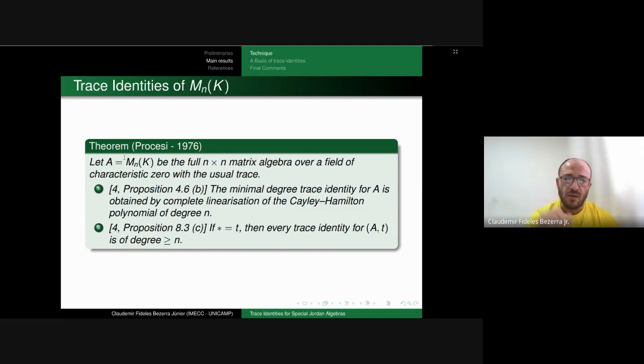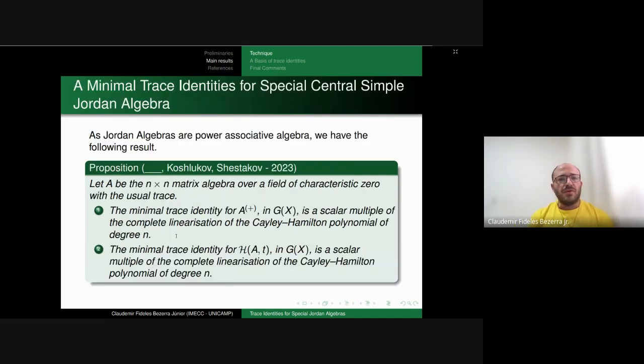The second one, when you consider the transposition involution on the matrix algebra, then every trace identity for this pair, this associative algebra with involution, is of degree more than n. Here we don't have only one element in this basis, but we have the minimal degree in these trace identities.